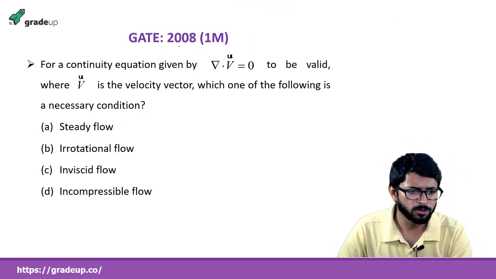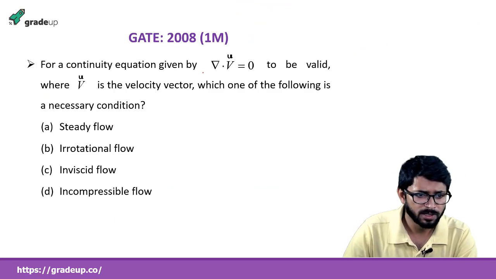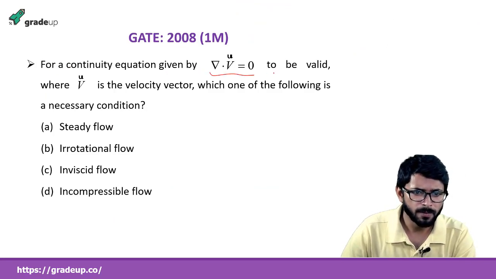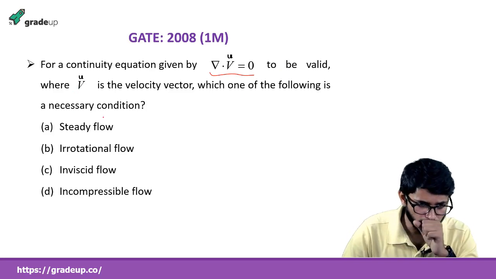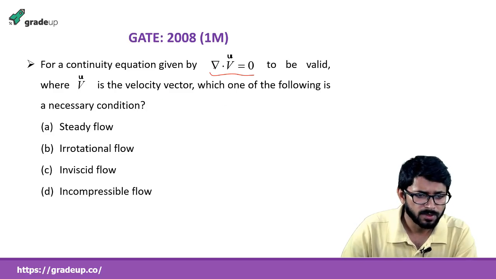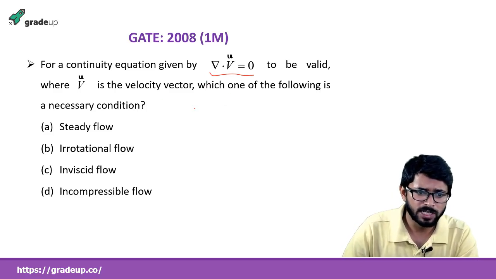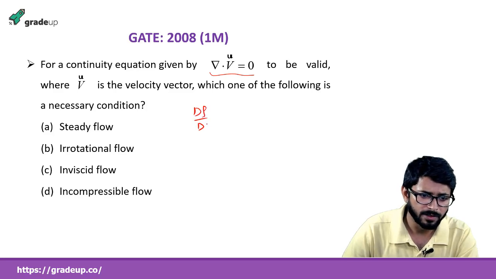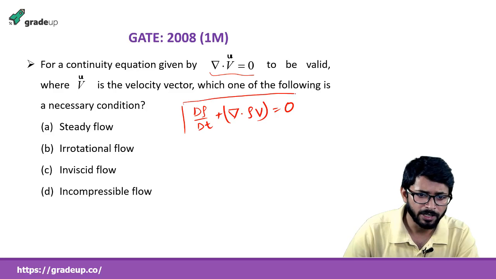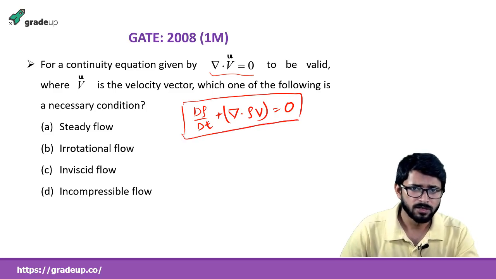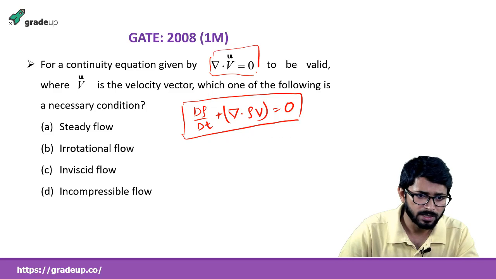The question is asking, in 2008 for 1 mark, for a continuity equation given by this equation to be valid, where V is the velocity vector, which of the following is a necessary condition? We know that the continuity equation is d rho by dt plus del dot rho V. We have talked about it in previous videos. This is the generalized continuity equation. So we have to check what condition gives this equation.